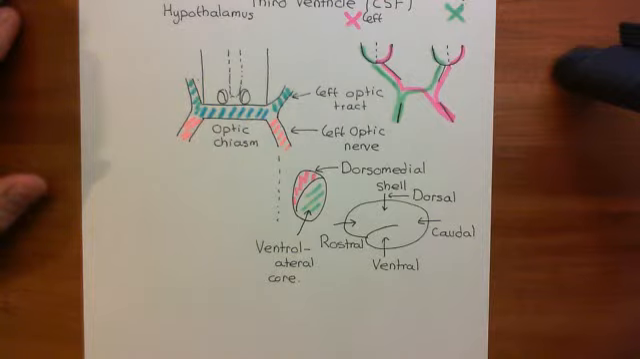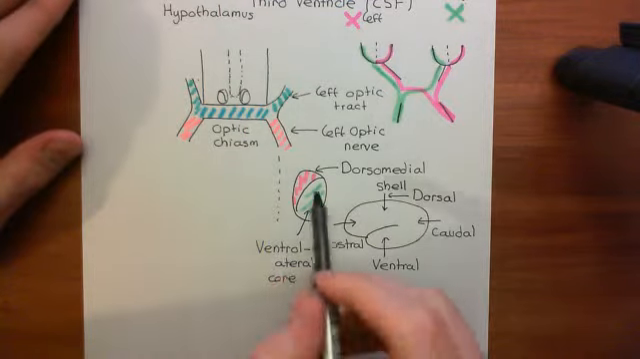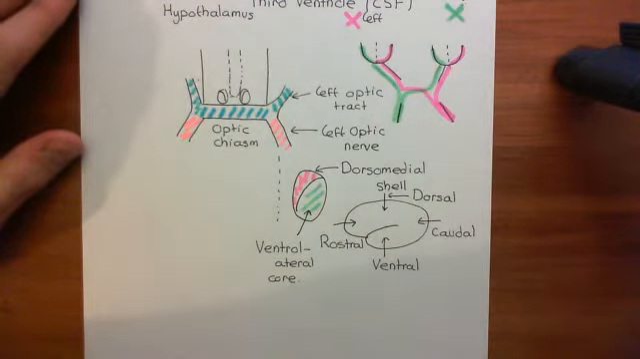Let's now talk about how they are the master clock. So basically the suprachiasmatic nuclei, both of them, consist of a huge number of neurons. So it's this collection of neurons, and all of these neurons have within them, like all cells in the human body, circadian oscillators.